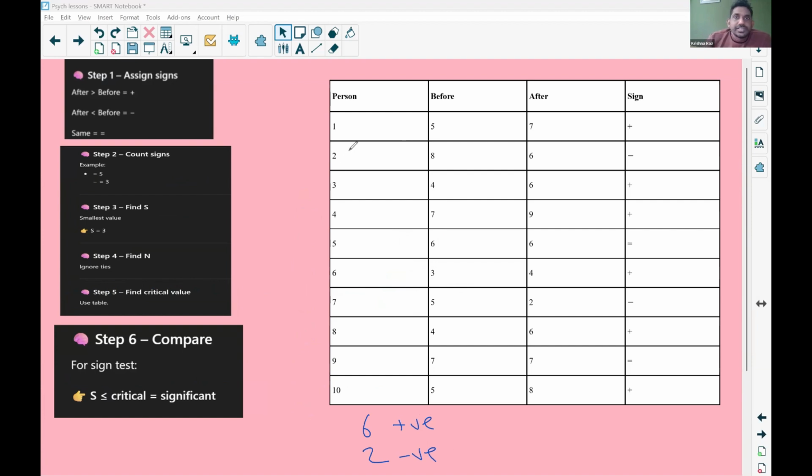The first thing we needed to do, which I wasn't clear about a minute ago, was assign pluses and minuses to each. They gained 2, so we put a plus, then we put a minus because they lost knowledge, then a plus, person 5 stayed the same, and so on. Then we count the signs as I just did. Then we ignore the ties, and then we highlight the lower of the numbers. This is what we evaluate against our critical value.